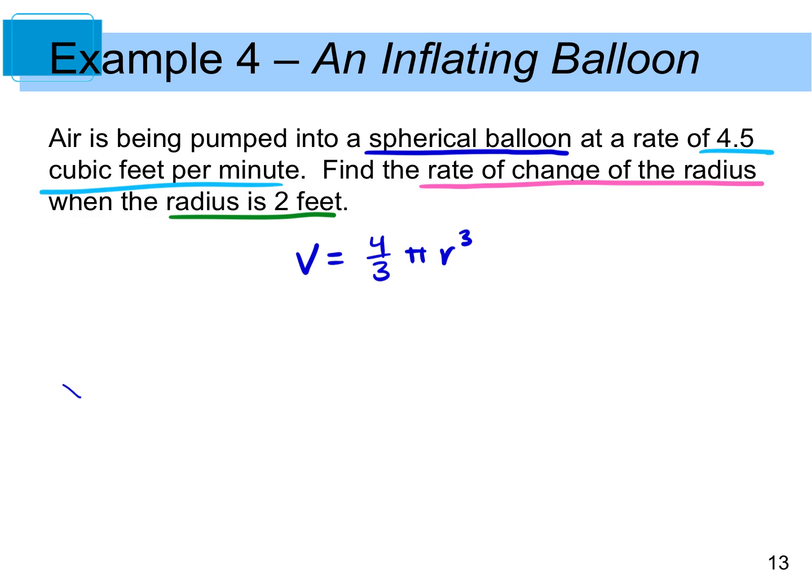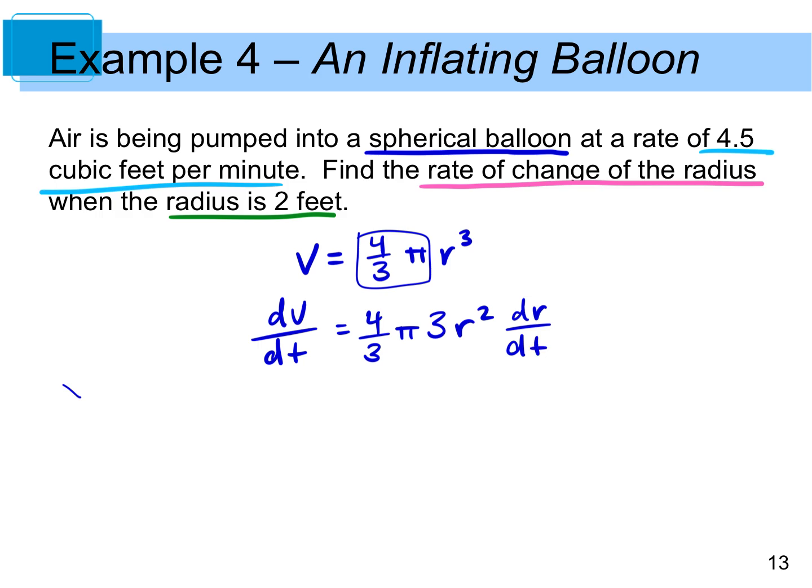So let's take our derivative first. What's the derivative of V? dV over dt is equal to, now 4/3 and pi are just our coefficient, so that just stays the same. 4/3 pi. What's the derivative of r cubed? 3r squared dr over dt, perfect. We can simplify this a little bit since we're multiplying by 3 and dividing by 3, so those cancel. So dV over dt is equal to 4 pi r squared dr over dt.